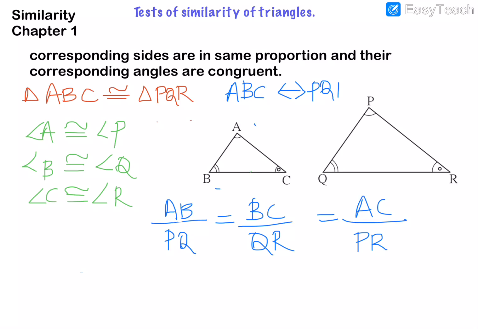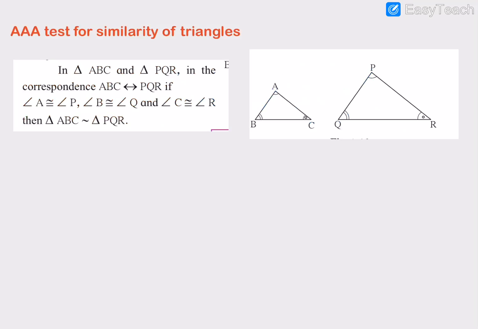The order must be the same, and C corresponds to R. So P, Q, R. The order is important in correspondence, since we are taking the ratio of the sides. So when we write correspondence, the order must be the same. That is, corresponding to these sides, the sides of the second triangle must be written. So these are the conditions for triangles to be similar.